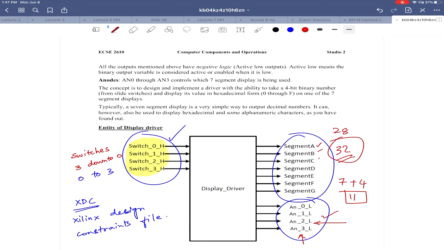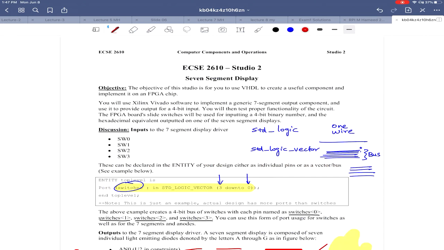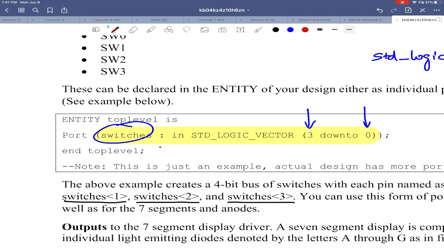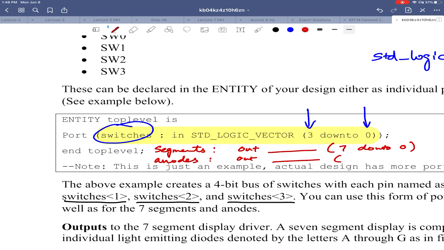Should we define those as 2 different vectors then? Absolutely, yes. So over here, you would have a statement called something like segments, out, std_logic_vector 7 down to 0, or you can use 6 down to 0 if you don't want to incorporate the decimal point. I will leave that choice to you, but that will take care of the segments, and then you will need anodes because these are also outputs. std_logic_vector 3 down to 0.